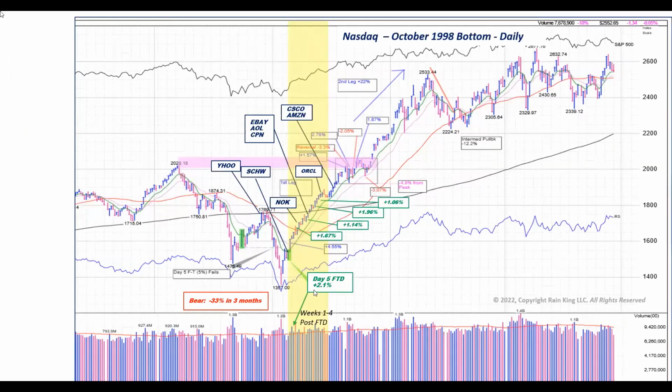We get a very strong follow-through day, 2.1%. And I've noted when stocks broke out, and look at the power of this rally. Really, really unencumbered up. You can see multiple ensuing follow-through days on the way up. That was a very powerful rally in '98.